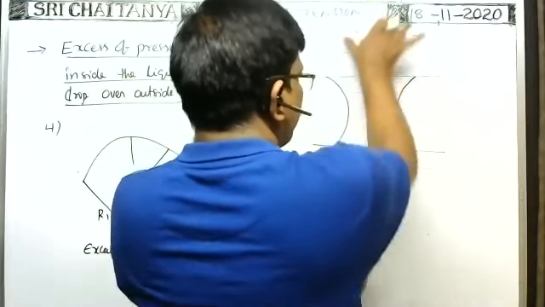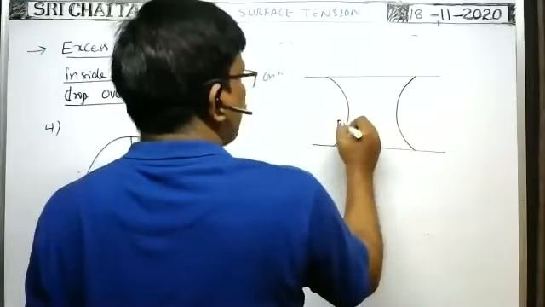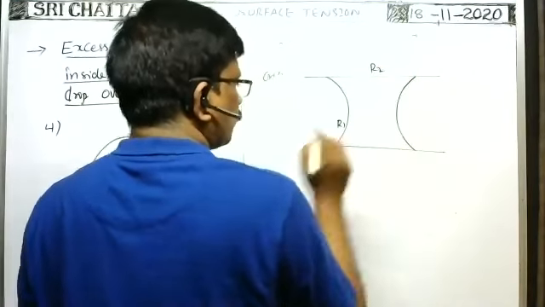When we try to separate the glass plates, the shape of the liquid drop is like this. Suppose its radius of curvature is R1 and the other radius of curvature is R2. This is R1, this is R2.